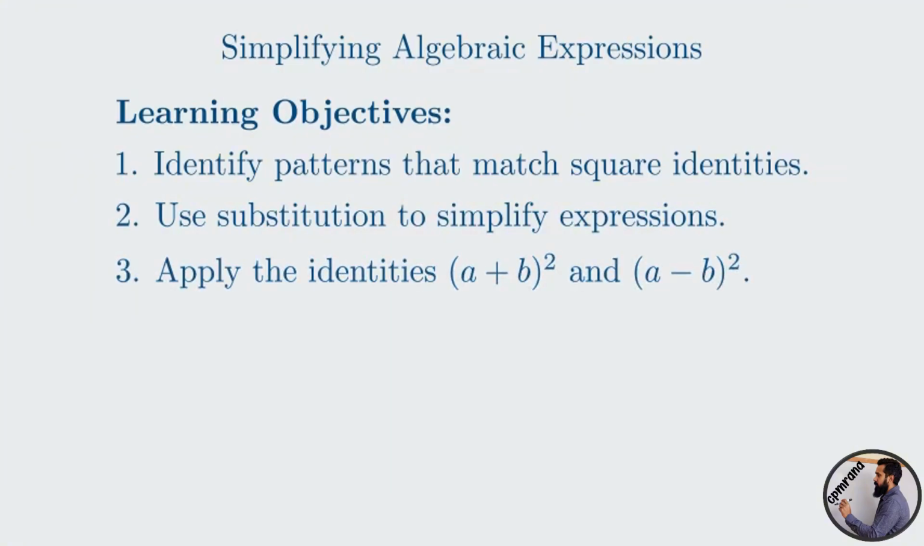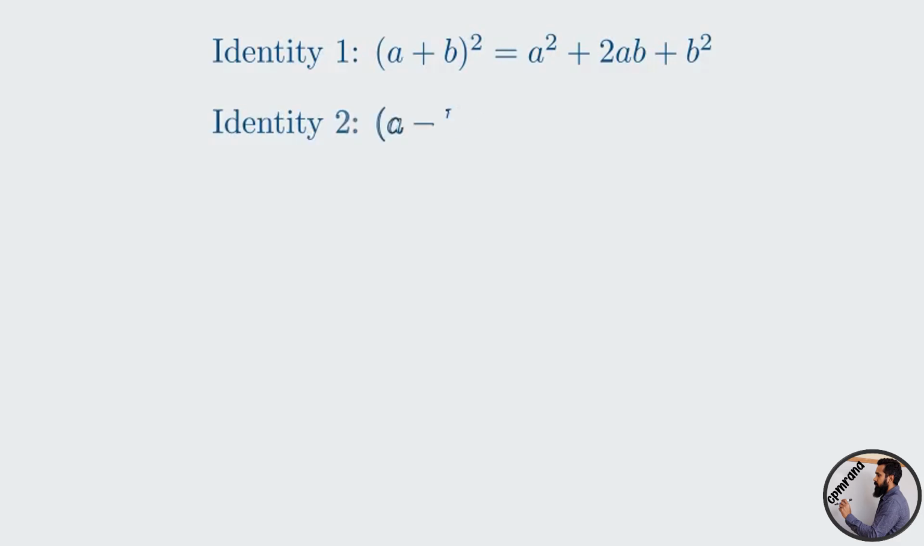By the end of this lesson, you will be able to take a long, intimidating expression and boil it down to its simplest form using these techniques. The key is to look for the structure of these two formulas in the problems we solve. Identity 1: (a plus b) squared equals a squared plus 2ab plus b squared. And identity 2: (a minus b) squared equals a squared minus 2ab plus b squared. Let's jump into our first example.